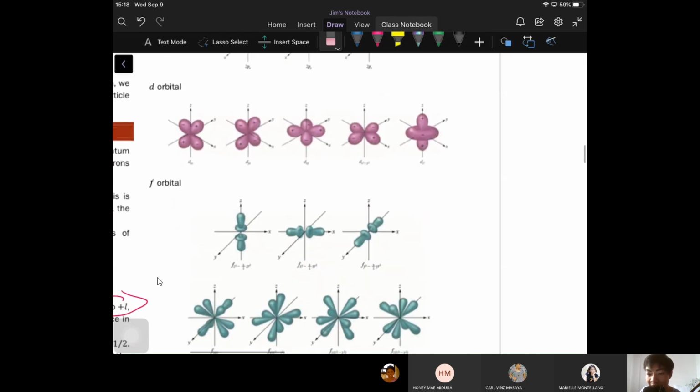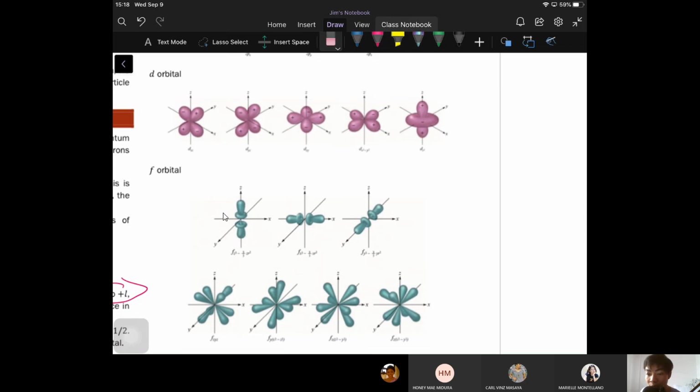F orbital, ang L niyan ay 3. So, anong ML niya? Negative 3, negative 2, negative 1, 0, 1, 2, 3. So, we have 7 different shapes. And each shape, they can hold 2 electrons. So, 14 electrons in total for the F orbital.